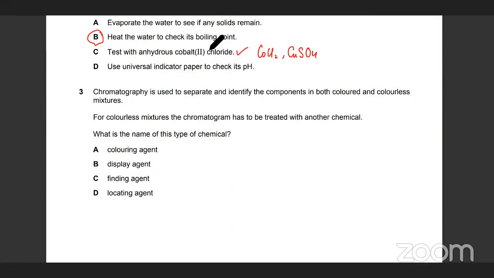As the next one, chromatography is used to separate and identify the components in both colored and colorless mixtures. For colorless mixtures, the chromatogram has to be treated with another chemical. So you're doing chromatography and the substances are colorless, which means the spots are going to travel, but you're not able to see them. So what do you add to it? Locating agent. Okay, so it's D, that's your locating agent.